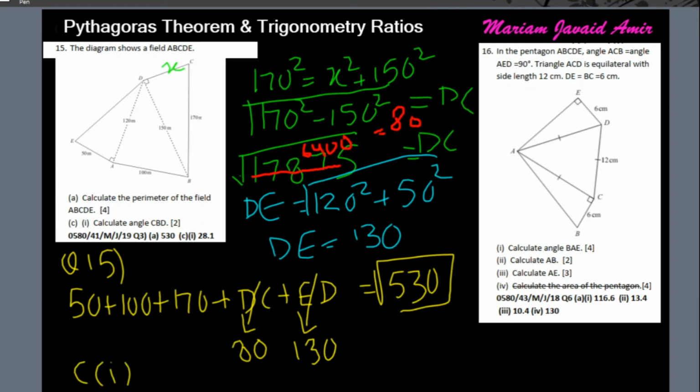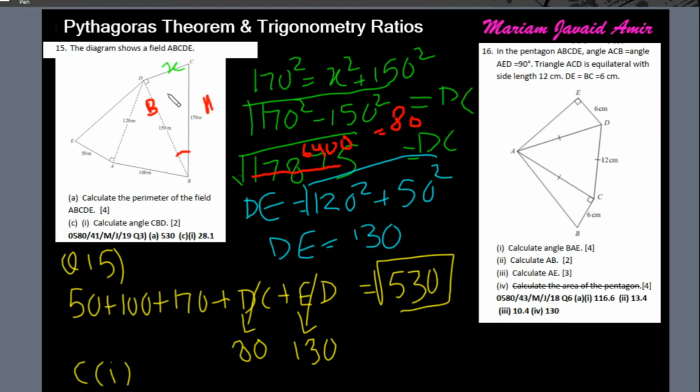Then part C1. Calculate angle CBD. So C to B to D. We need this angle, and we have all the lengths. So I'll just stick to the lengths which I see on the board. This is the base, because this length is between the two angles, and this is the hypotenuse because it's opposite to the right angle.